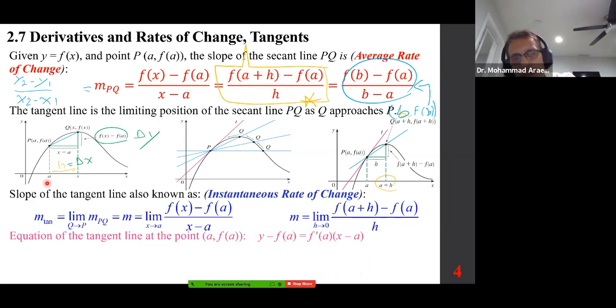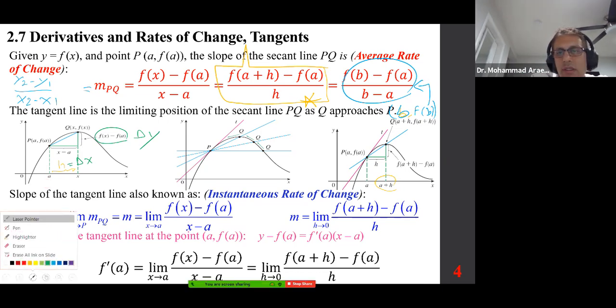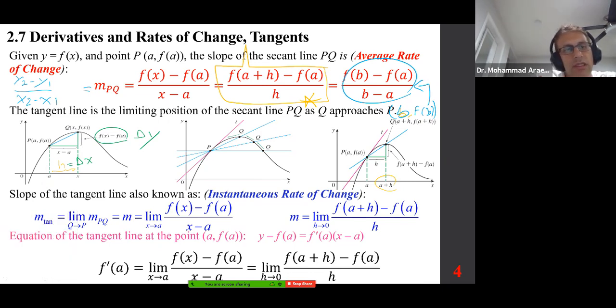Okay. Now, I want to discuss the equation of a tangent line here. And the equation of a tangent line using the good old point slope. Let me write the point slope so everybody remembers that. Let's go with this color. Class, everybody remembers y minus y1 equals m times x minus x sub 1.